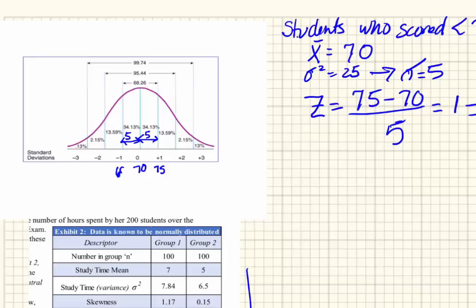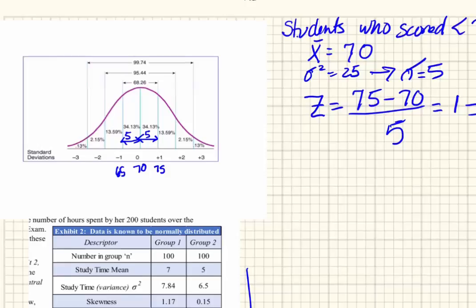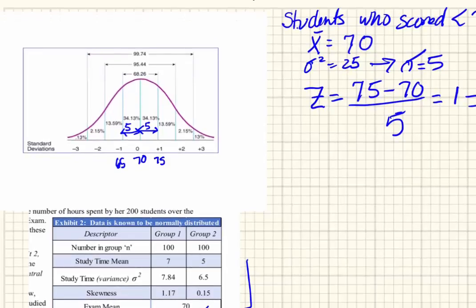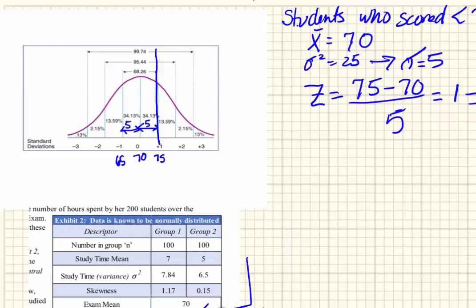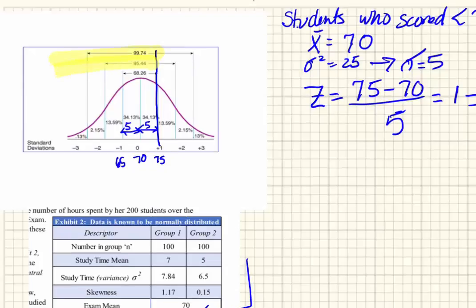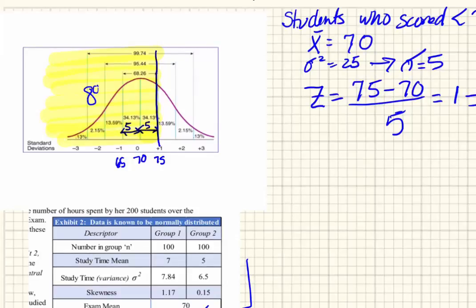In this problem they're asking the number of students who scored less than 75. So in this case we would essentially draw a line right here, and we want to include all of the students to the left of this line. When we include all of the students to the left, it incorporates 84% of the population. 84.13 to be precise, but 84% is good enough.